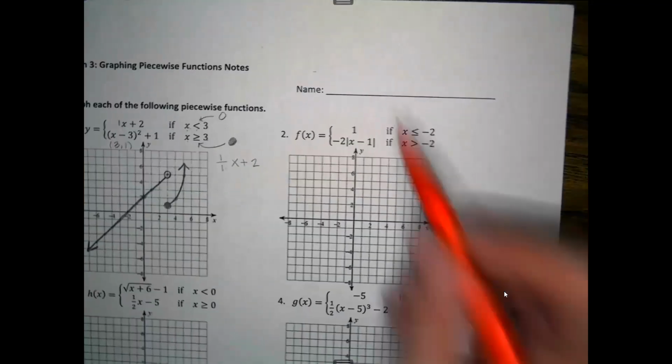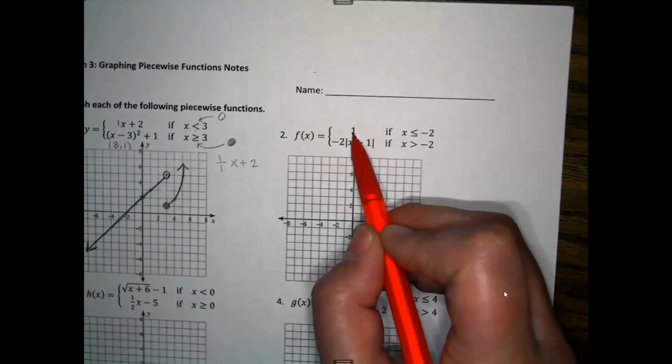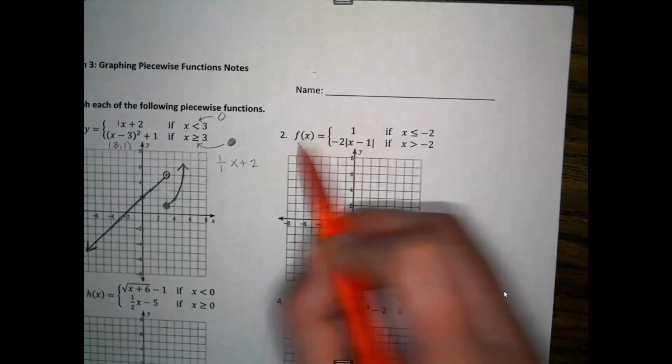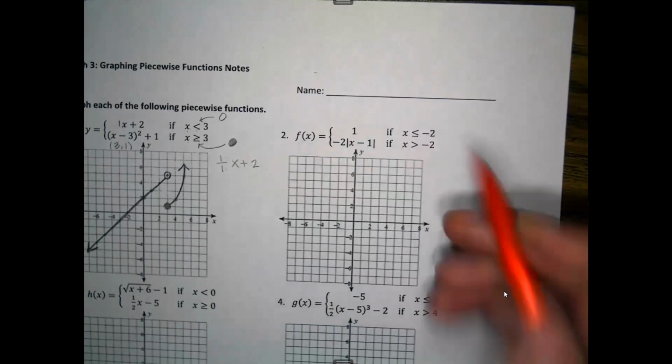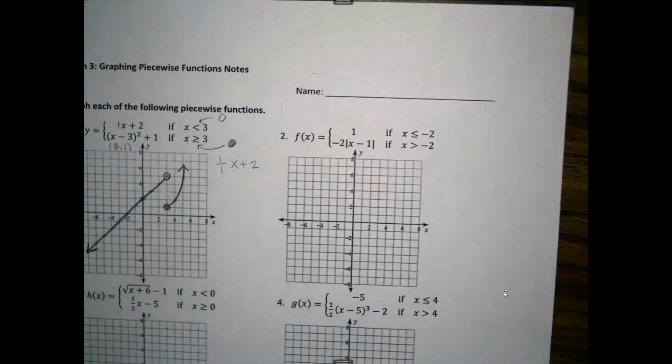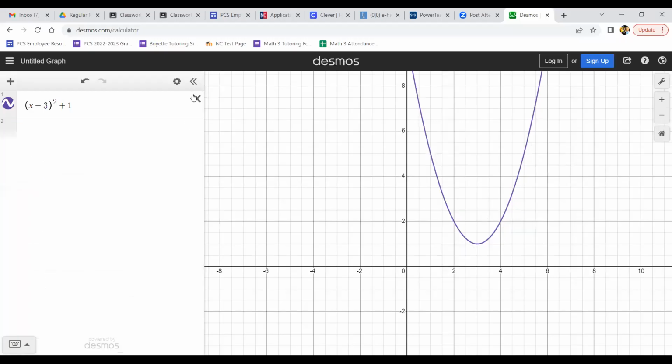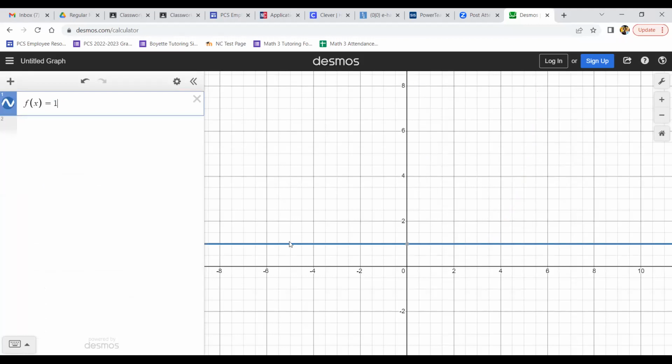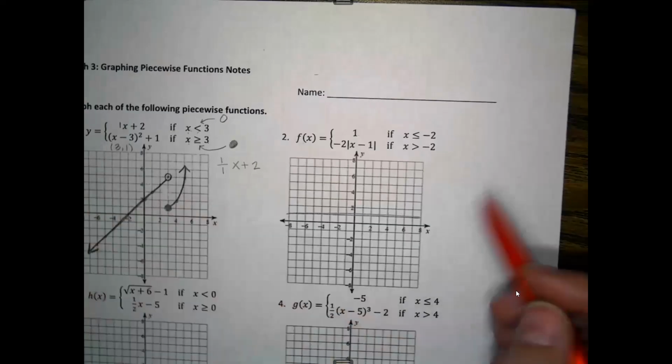Number 2 says the graph is 1, f of x equals 1 or y equals 1 if x is less than or equal to -2. So I can go to Desmos if I don't remember what those graphs look like. And graph, I think you can actually type f of x in here. F of x equals 1. Yep, you sure can. F of x equals 1 is a horizontal line at 1. So I can just graph that whole horizontal line. So there's my horizontal line.